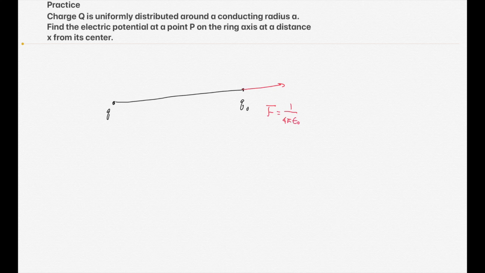If the distance between the two charges is r, this becomes Q Q sub 0 over r squared. This is the magnitude of the electric force acting between the two charges. Then we would like to move this charge into new positions.